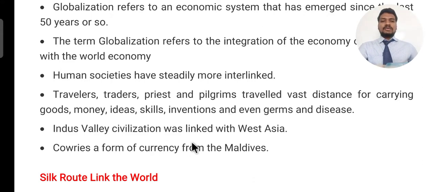Then the Indus Valley civilization was linked with West Asia. The Indus Valley civilization was the first Indian civilization, which started on the bank of the Indus, is it not?